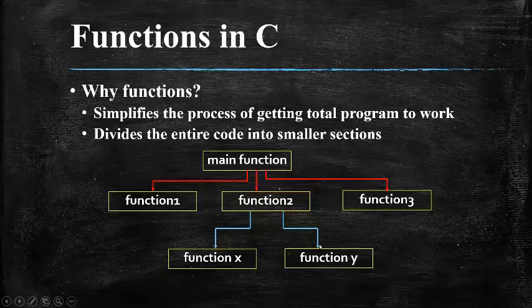So the sequence of calls will be: the main function will call function 1, which is executed successfully, then we call function 2. Function 2, in order to execute, has to call function X as well as function Y. These functions are executed successfully in a sequential manner, then the control passes to the main function where the third function is called and executed. So this approach is a top-down approach in terms of function calls.